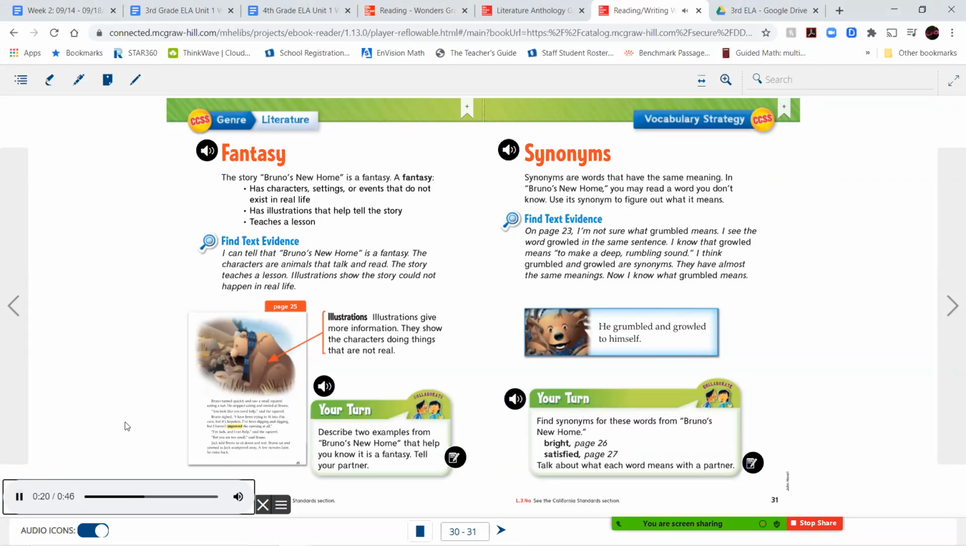Find text evidence. I can tell that Bruno's New Home is a fantasy. The characters are animals that talk and read. The story teaches a lesson. Illustrations show the story could not happen in real life. Illustrations give more information. They show the characters doing things that are not real.